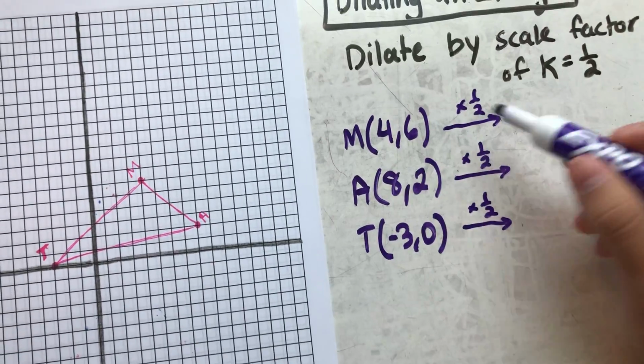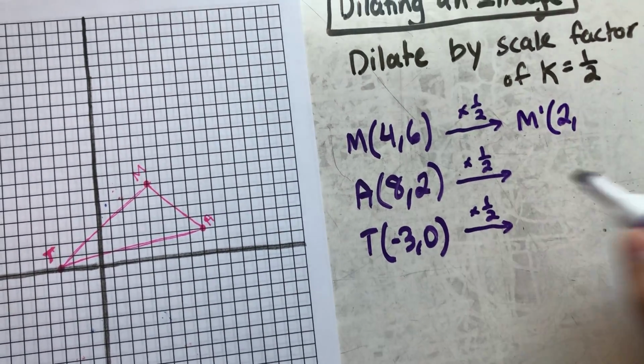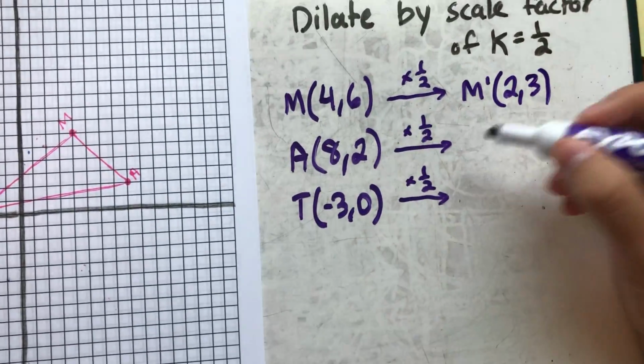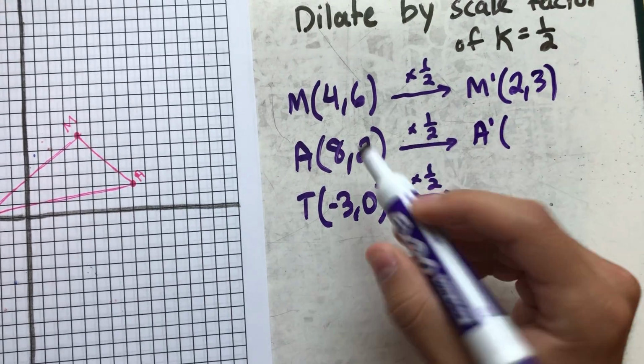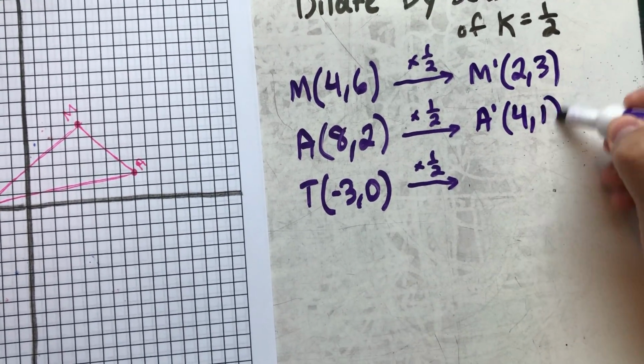If you multiply 4 by 1/2, you get M prime to be 2. 6 times 1/2, you get 3. Nice and neat. A prime is going to end up being 8 times 1/2, that's 4. 2 times 1/2, you get 1.